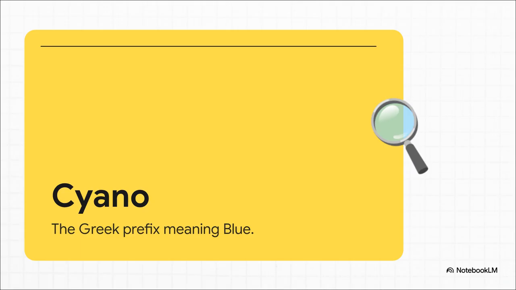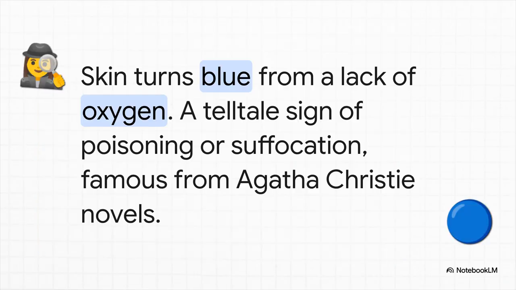Our next prefix is cyano, and that comes from the Greek word for blue. So this prefix, cyano, it points to a pretty serious medical sign, cyanosis. Let's get that pronunciation down. Cyanosis. One more time. Cyanosis. This describes what happens when skin gets a bluish tint because it's not getting enough oxygen.